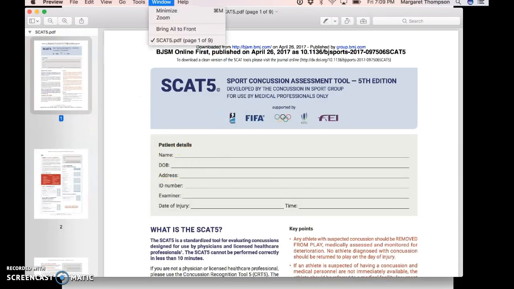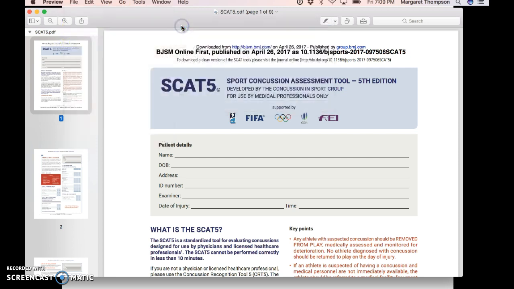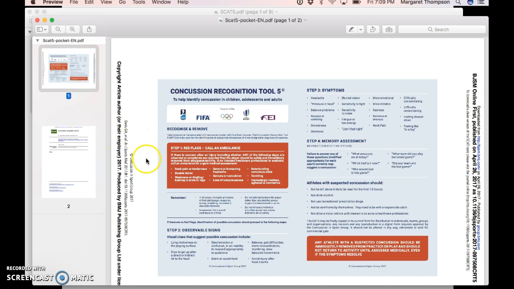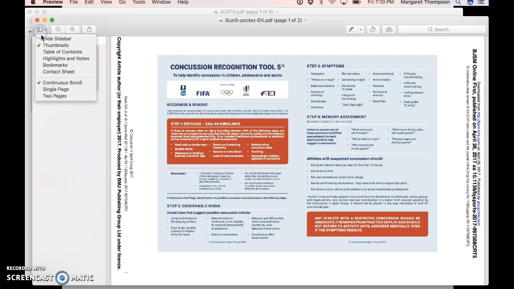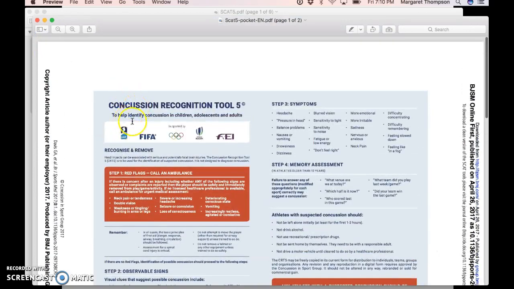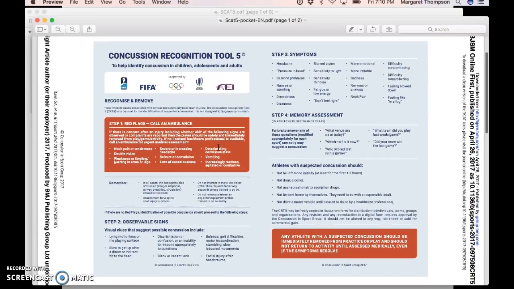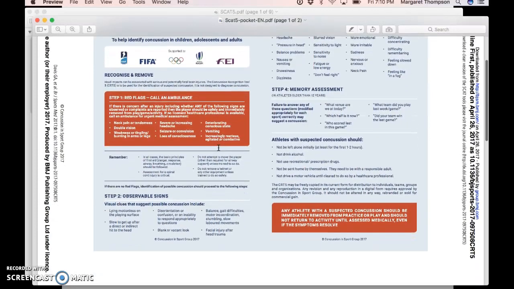Here's the SCAT. Okay, and here's the CRT5 right here. Okay, so the CRT5, check this thing out, is meant to be, there, now we can make it bigger. Okay, it's a tool to help identify concussion in children, adolescents, and adults. Essentially, this thing is only telling people what the signs and symptoms are and what they should do if they detect the signs and symptoms.